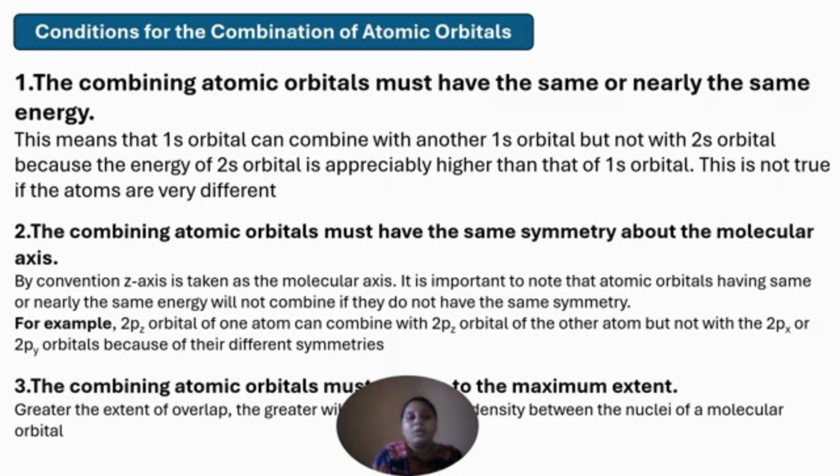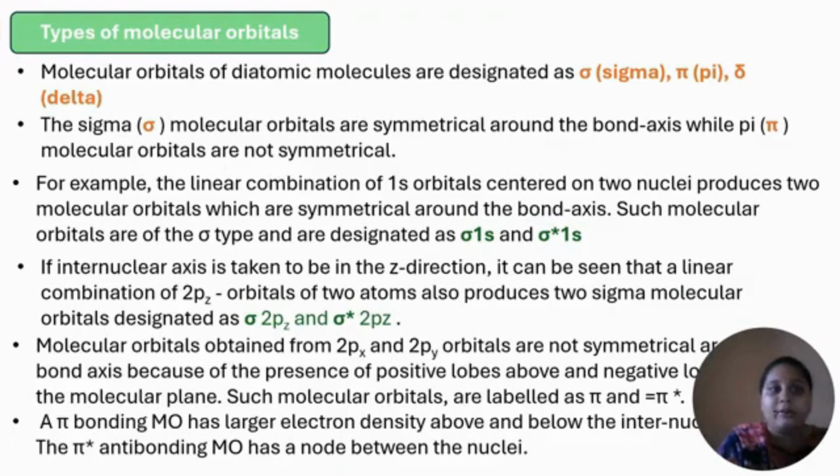This is not true in all cases of atoms. The combining atomic orbitals must also have the same symmetry about the molecular axis. So if the z axis is combined with the z axis of the other atom, that is 2pz with 2pz, but not with 2px or 2py, because they have different symmetries. And the combining atomic orbitals must have maximum overlap. The greater the overlap, the greater the electron density between the nuclei of a molecular orbital.